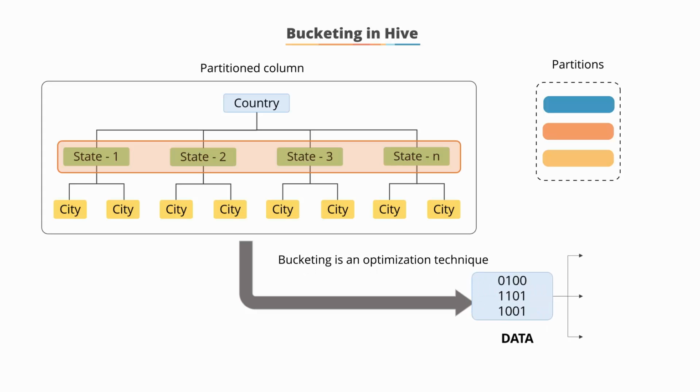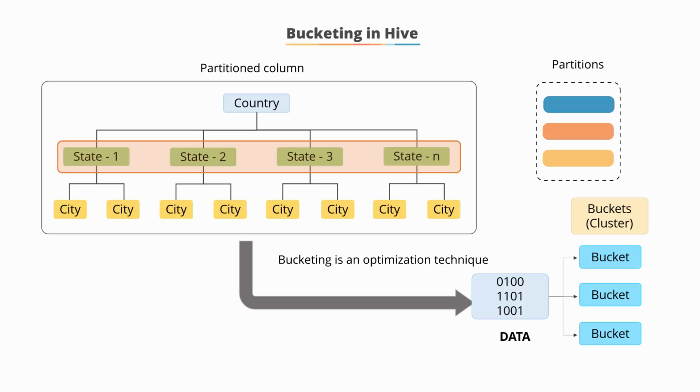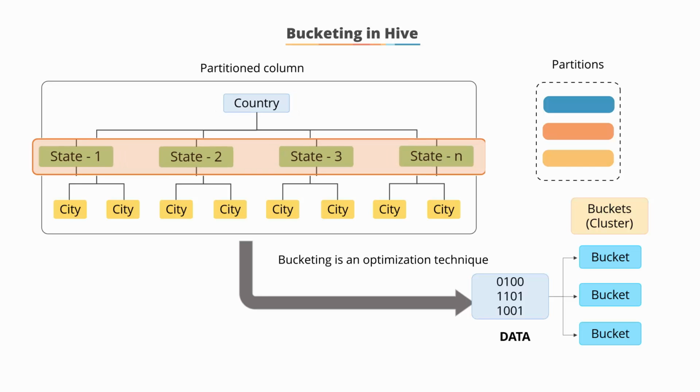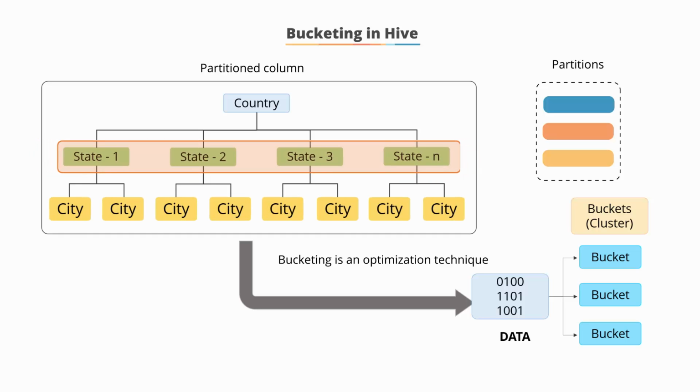Bucketing is an optimization technique similar to partitioning. You can use bucketing if you need to run queries on columns that have huge data, which makes it difficult to create partitions. In the example shown, you can see that we have country, along with a column that's being used to create partitions, in this case state. So we'll end up with 50 states in the US for the partitioned column. Within the state, there are many, many cities.